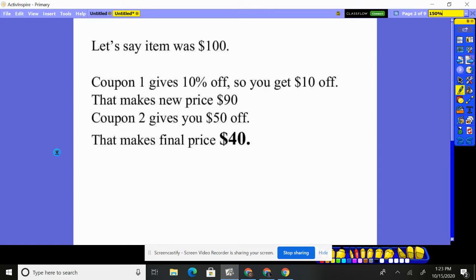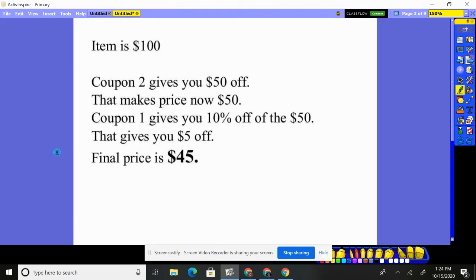So let's say the item costs $100. Coupon 1 gives you 10% off. 10% of 100 is $10, so you get $10 off. That makes the new price now $90 since you got 10% off. Coupon 2 gives you $50 off, so that makes the final price now $40 because you get 50 off of that $90. So it's $40. Well, what if we do the $50 off first and then take the 10%?